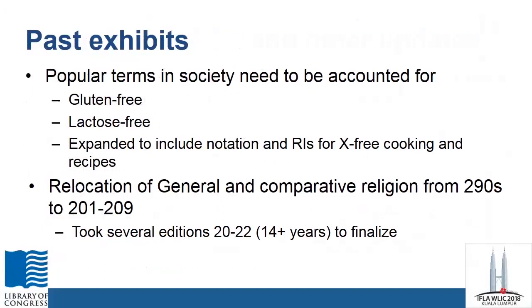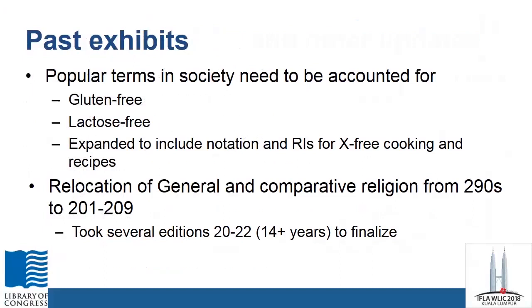So one or two EPCs ago, I've lost track now, there was an exhibit that went out and expanded the notation for NRIs for X-free cooking and recipes so that those could be accounted for, and that came directly from work that my classifiers had, seeing this work, and there was enough literary warrant to update the classification.